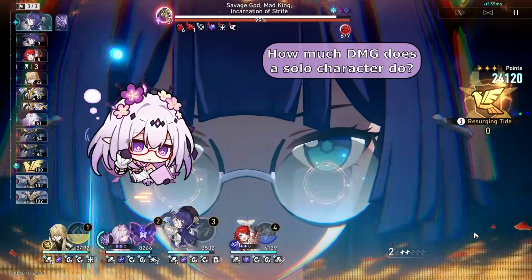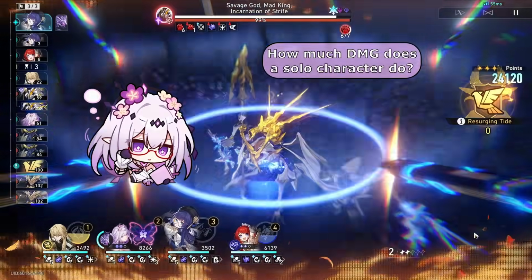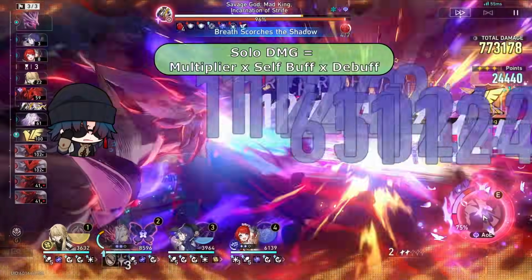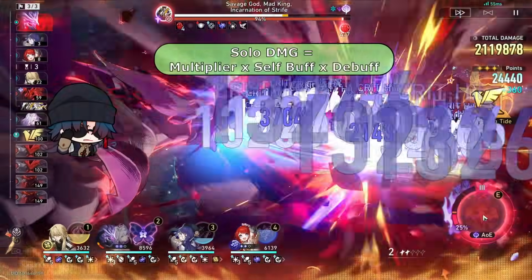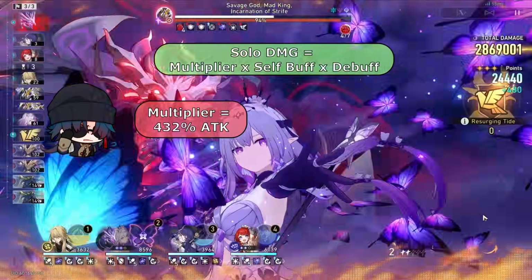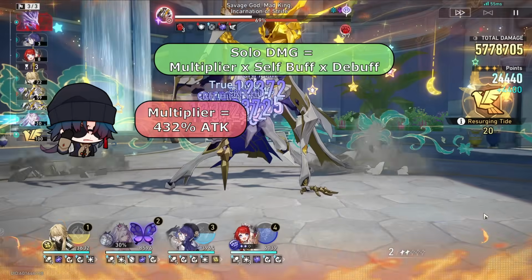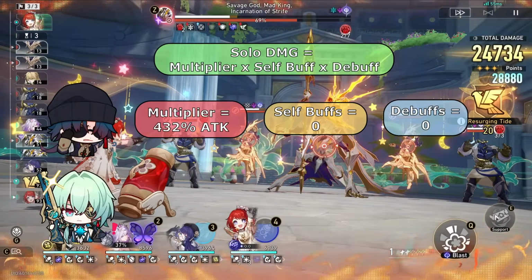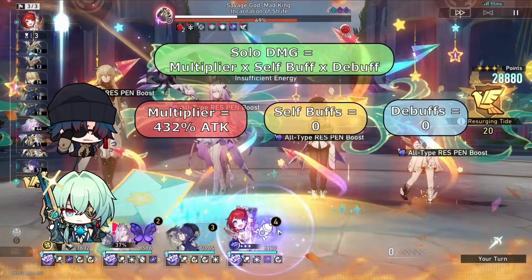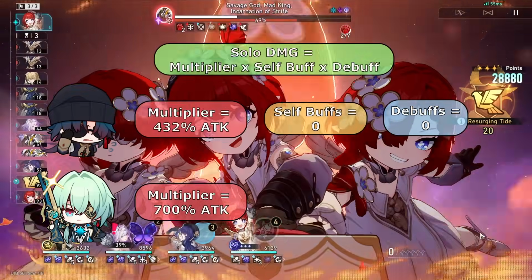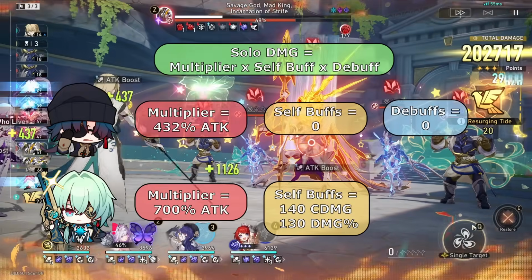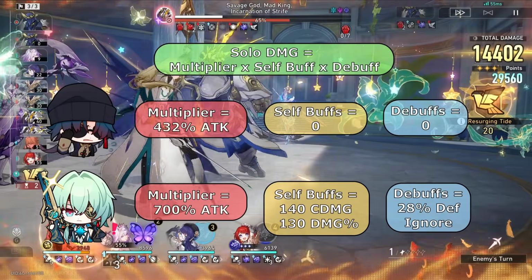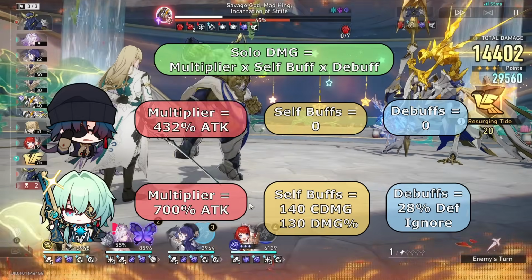When calculating how much damage a character does, we can divide it into three main parts: multiplier, self buffs, and debuffs. Well, let's see how Blade fits in those three categories. Imagine Blade did have a 432% attack multiplier. Well, what else does he have in his kit? Nothing. Literally nothing. So let's compare to someone like Noxa, who will be the new main DPS in town, who has a 700% multiplier, 140% crit damage, up to 130% damage bonus, and 28% defense ignore. Yeah, he's getting absolutely stat checked in every department by a mile.